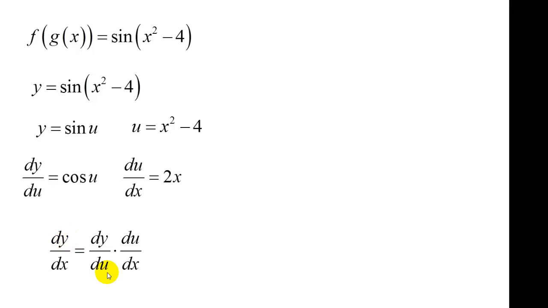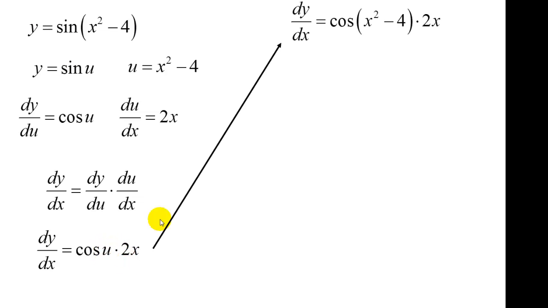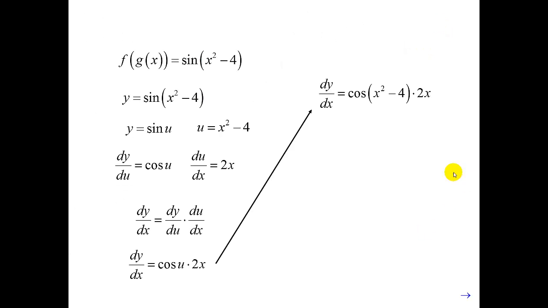So using the chain rule, the derivative of this composite function is dy du times du dx. We're going to multiply the rates. So it's cosine u times 2x. But we've got to go ahead and substitute back for that u. So the derivative of y with respect to x is equal to the cosine of x squared minus 4, which is u, times 2x. Now we've taken the derivative, but that 2x does not belong inside the input of the cosine. It belongs on the outside. So let's rewrite it as 2x times the cosine of the quantity x squared minus 4.